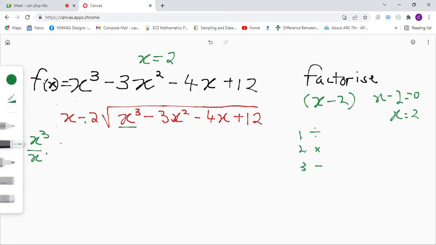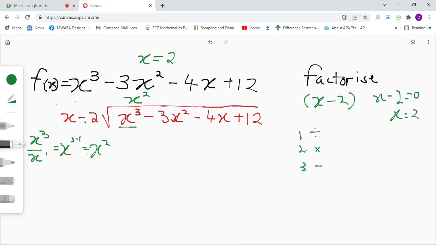Remember from indices, x cubed divided by x to the power 1 is the same as x to the power 3 minus 1. That will give us x squared. So this x squared, we're going to put it here. So we've divided. Now we're going to multiply.